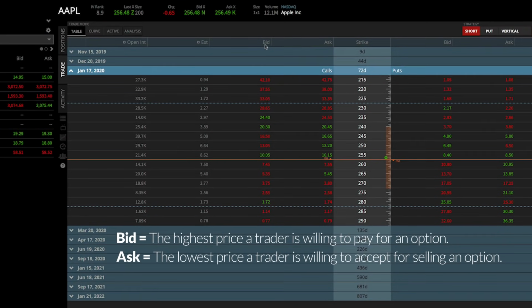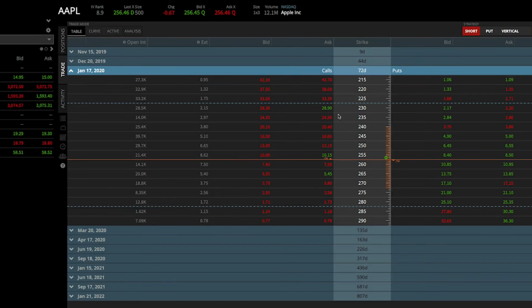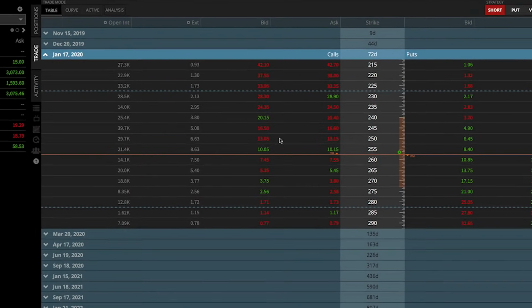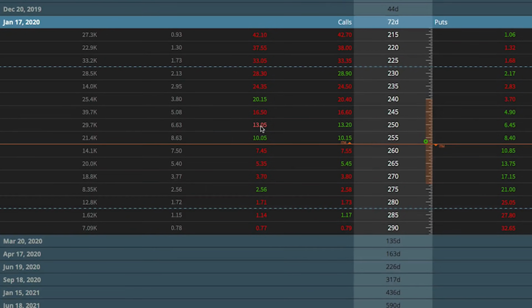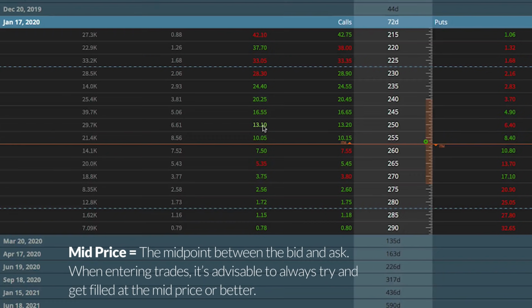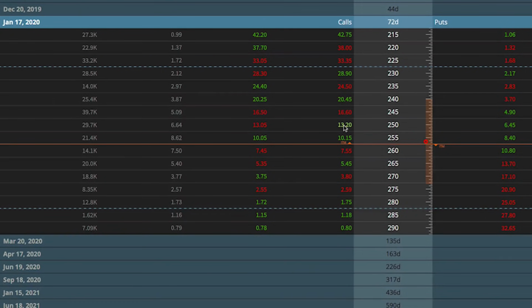If you're unfamiliar with the bid price and the ask price, the bid price is the highest price someone is willing to pay for that option, and the asking price is the lowest price someone is willing to accept for selling that option. So in this example, I'm going to go ahead and look at the 250 strike price call option. As we can see here, the bid price is $13.05 and the asking price is $13.20, which gives us a mid price, or a midpoint between these two prices, of $13.15 currently.